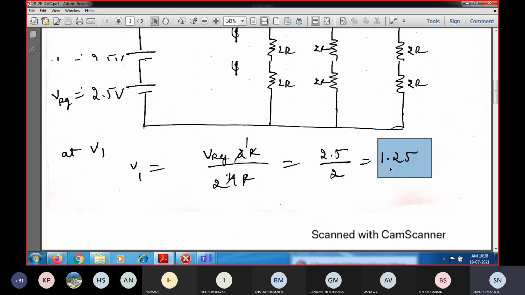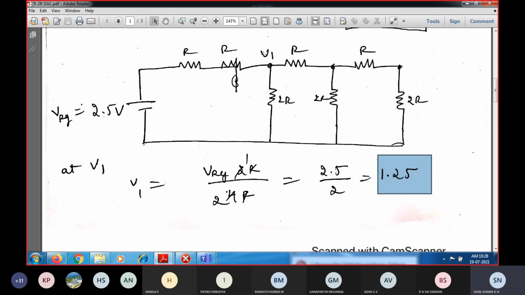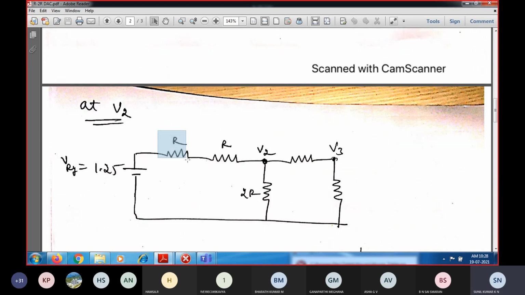Similarly, at node 2, here I have calculated. If I want to find out the equivalent resistance of this configuration, this reference voltage needs to be connected to 0. So 2R parallel with 2R, we will be having equivalent resistance as R. So here we will be having Thevenin equivalent voltage as 1.25.